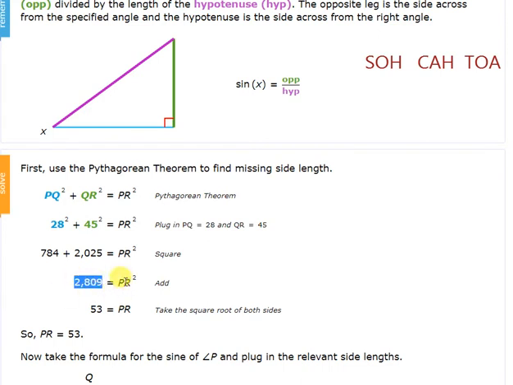Now you add them up, so you will get 2809. Since it is the value of PR squared, the hypotenuse squared, and you need just PR, to remove the square you have to take the square root on both sides. So the square root of this will be 53. That means PR, which is the hypotenuse of this triangle, is 53.